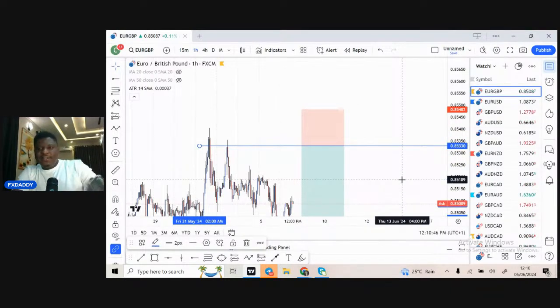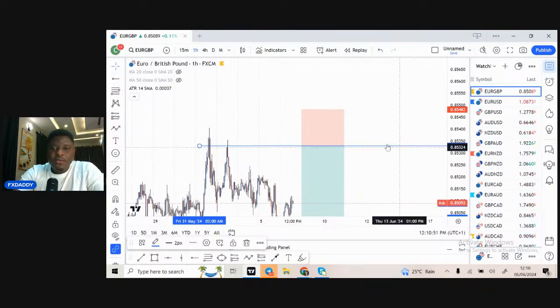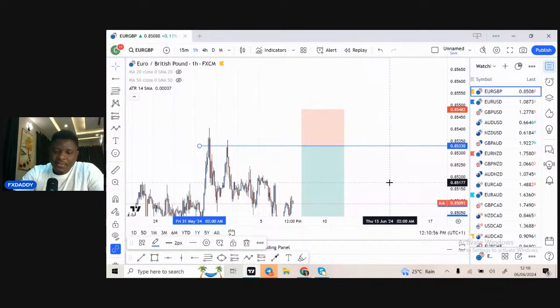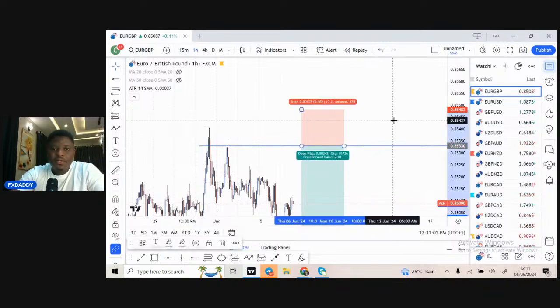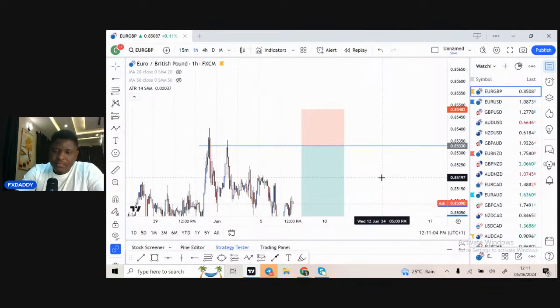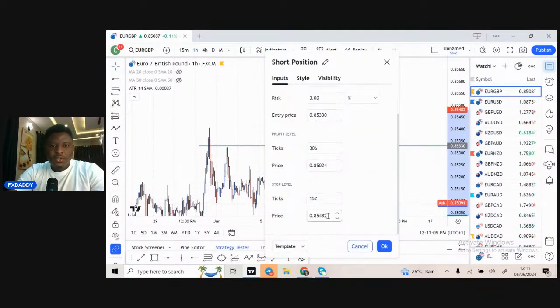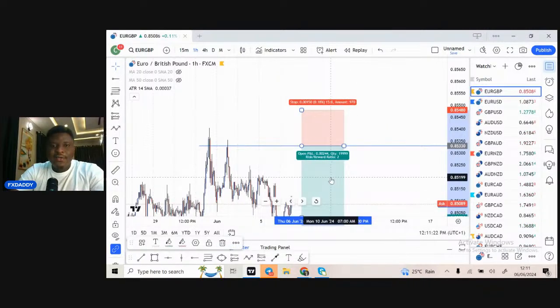Let me give you guys the entry on EURGBP. We are risking 15 pips on EURGBP. Entry at 0.85330, plus 15 pips, stop loss at 0.85480, and then our take profit is at 0.85030. Good, so that's the entry.